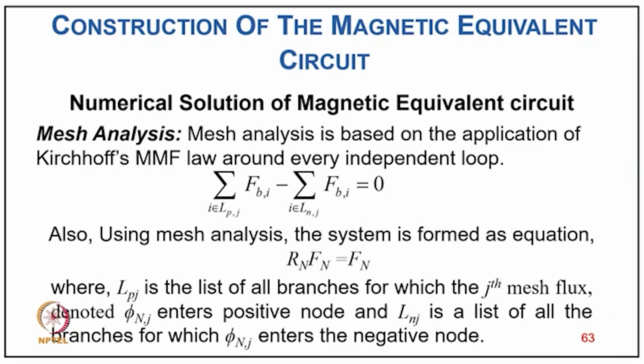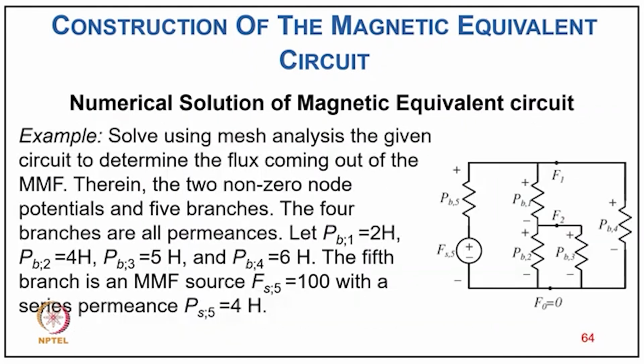Now coming to another method, we call it the mesh analysis for numerical solution of the magnetic equivalent circuit. Mesh analysis is based on the application of Kirchhoff's MMF law around every independent loop. So that is the summation of all branches FBI minus all branches BI equal to 0. Using mesh analysis, the system is formed as Rn Fn equal to Fn, where LPJ is the list of all branches for which the J-th mesh, denoted by phi nJ, enters the positive node, and LNJ is the list of all the branches for which phi nJ enters the negative node.